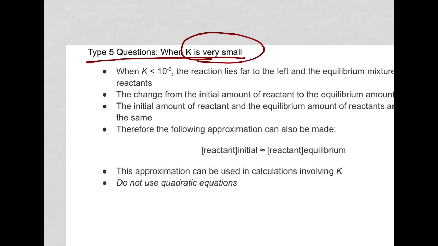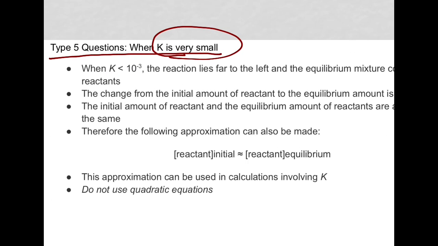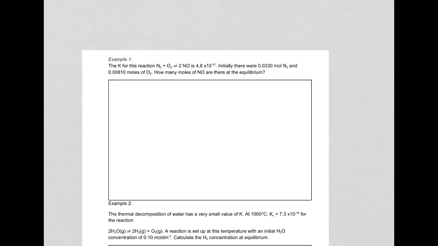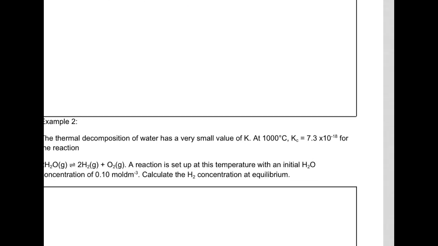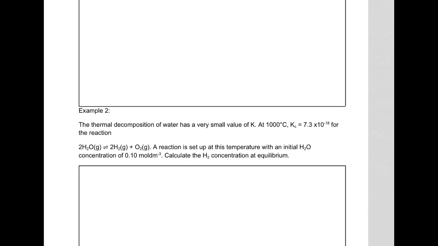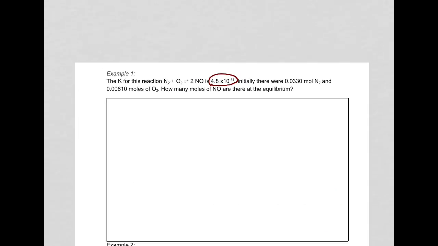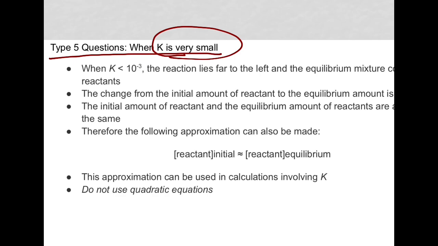So now this is the fifth type of question, when K is very small. That is, K is less than 10 to the power of minus 3. So if you have values of K like this, super small values of K, see here, 10 to the power of minus 18, 10 to the power of minus 31. So these are very small values of K.